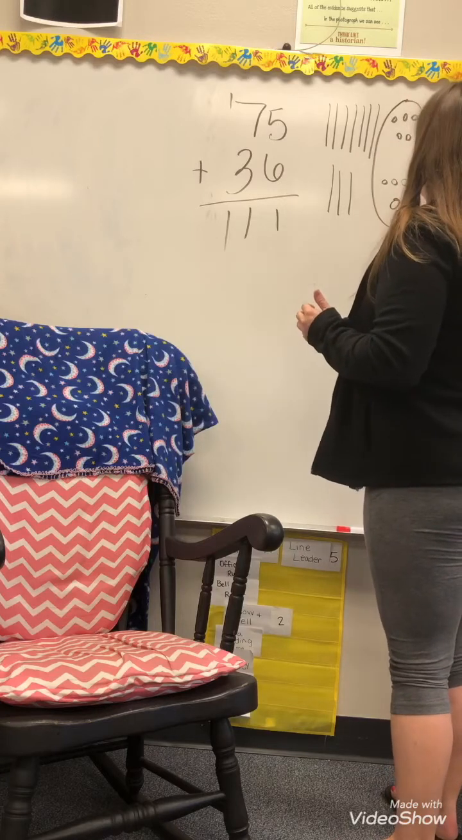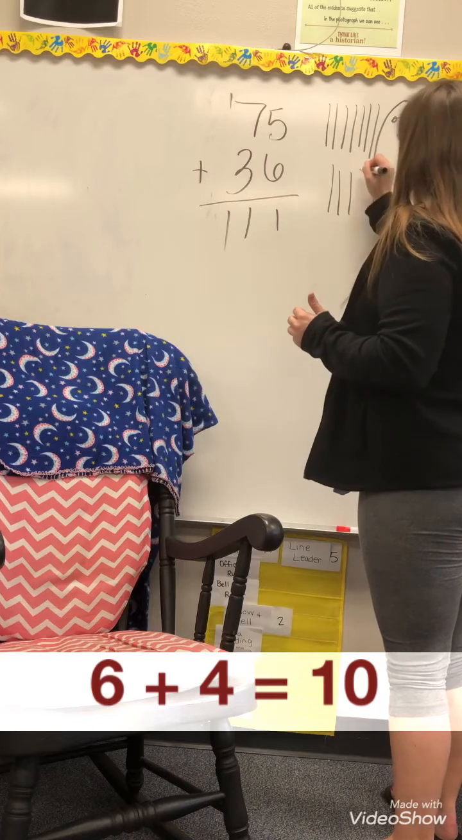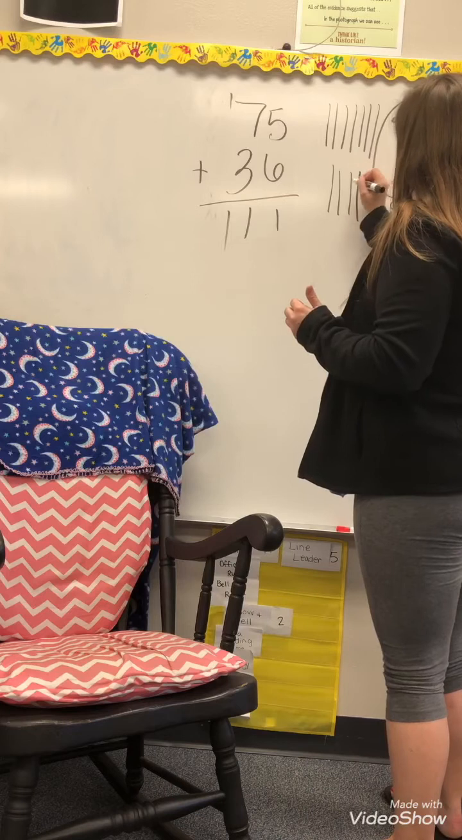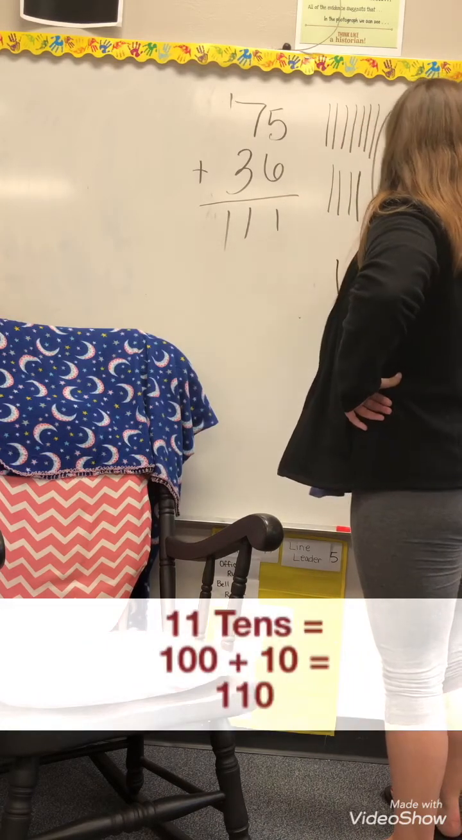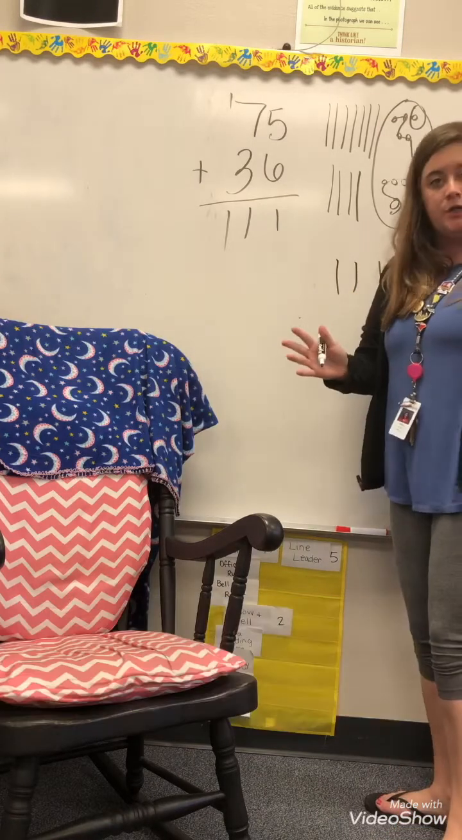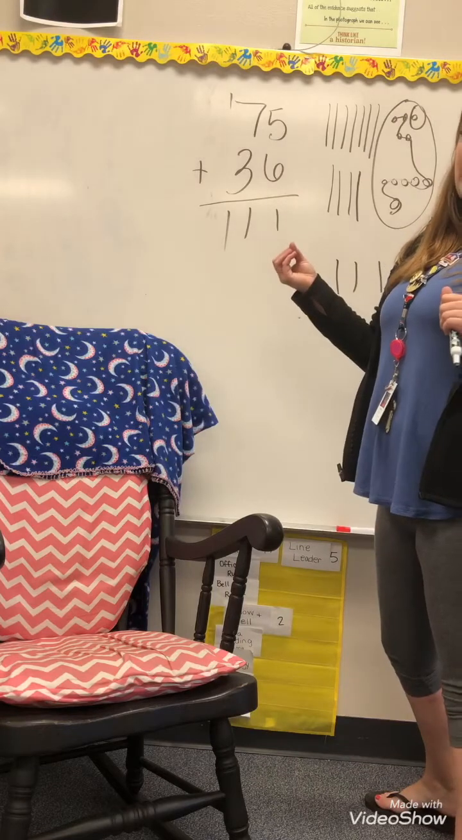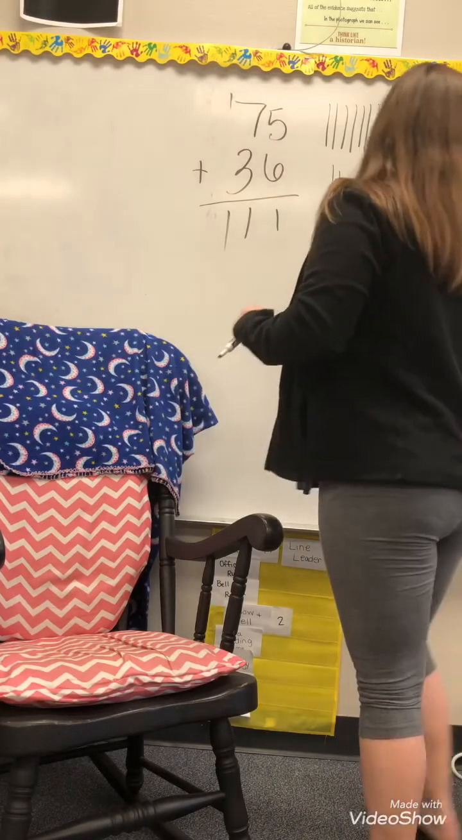We're doing this first. We know that 4 of these ones can be added with this group to make a 10. We're left with 1 one here. Then we count 1, 2, 3, 4, 5, 6, 7, 8, 9, 10, 11. We get 11 tens, and that makes 111. So that's how you would do addition with regrouping, and that is 2 different problems to kind of show the change from the double digit to the triple digit.